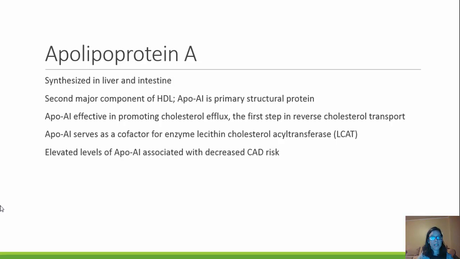Because this molecule is needed for reverse cholesterol transport, when we have high levels of this molecule, we have decreased CAD risk, which makes sense because if we have more reverse cholesterol transport, it would be associated with decreased CAD risk.